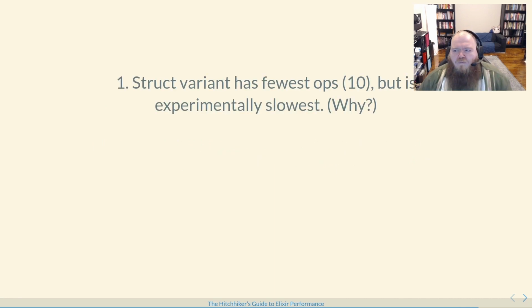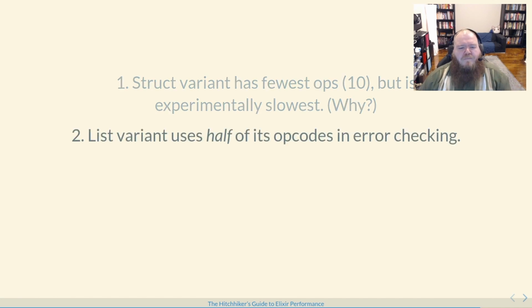So, what are we seeing here? We're seeing that the struct variant has the fewest opcodes, but it's extremely slow when we actually measured it. Why is that? Well, some of those opcodes are kind of chunky, right? They do a bunch of stuff. They're not just testing a value, they're doing a bunch of destructuring or other things.